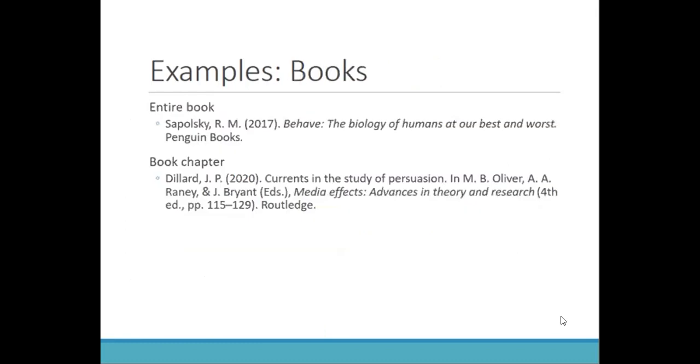Okay, this is an example of books. One big change from APA 7 is you no longer need to list the place of publication for books. And again, if you have a book or a chapter in an edited book, you could potentially have one of those, find an example and copy it.